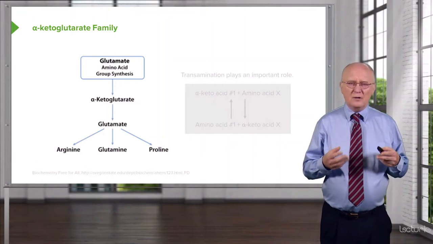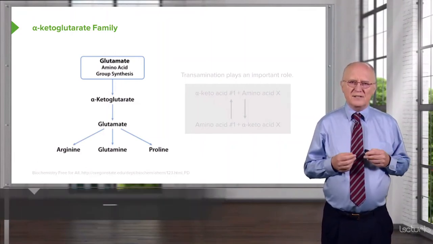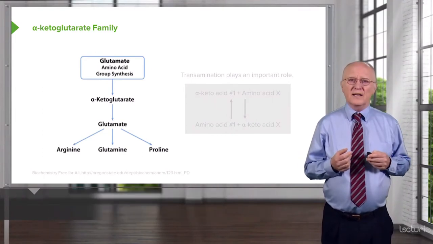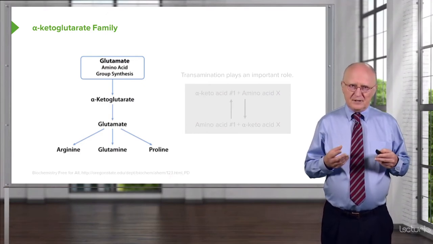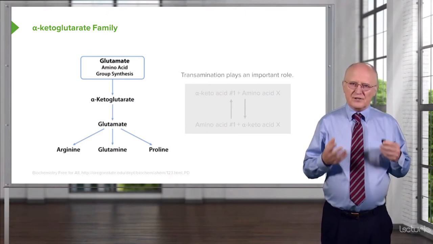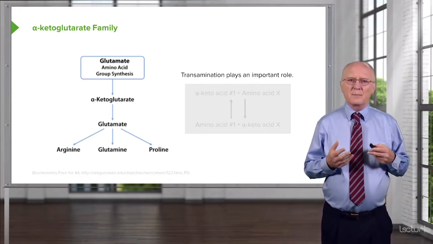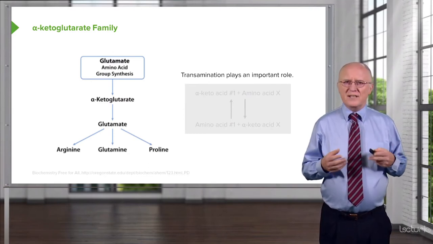Talking about the alpha ketoglutarate family, also called the glutamate family because all of the amino acids that are made in this family include glutamate and alpha ketoglutarate as precursors. Now, this is a very good place to start our discussion because the alpha ketoglutarate family starts with a process that's very central to many amino acid metabolic processes. And this pathway is known as transamination.